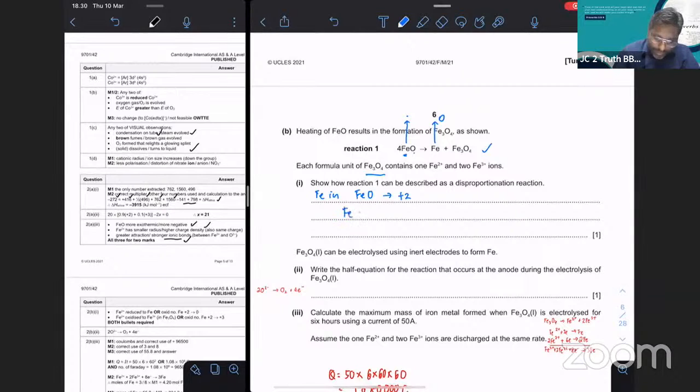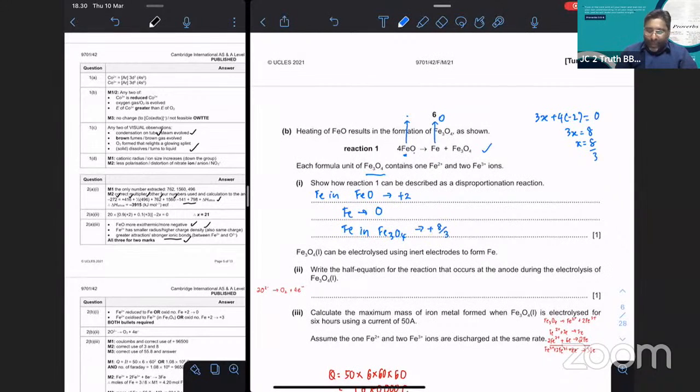So Fe is going to be 0. And then Fe in Fe3O4, you can calculate: 3 times X, plus 4 times -2. It's neutral, so 0. 3X equals 8, so X is going to be 8/3. The oxidation number is +8/3.